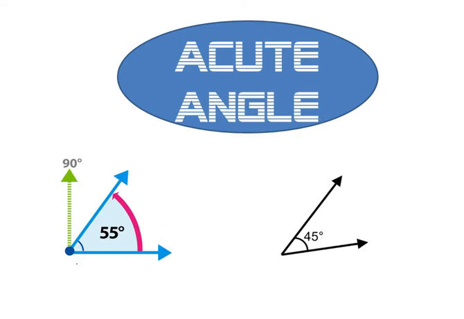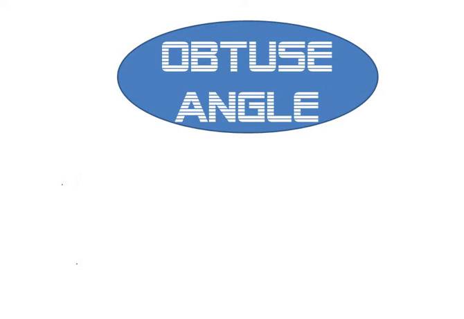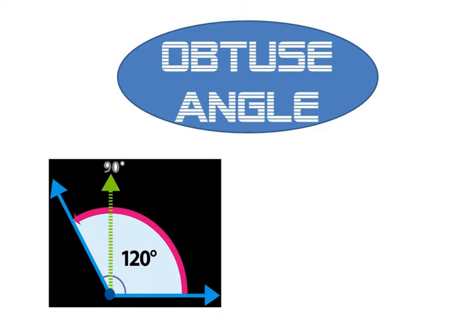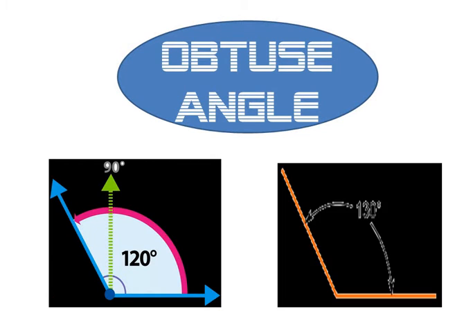Lastly is the obtuse angle, an angle which is larger than 90 degrees. We can spot it because it extends past what would be a right angle. It is pushing beyond 90 degrees. Now, let's try to identify the following figures.